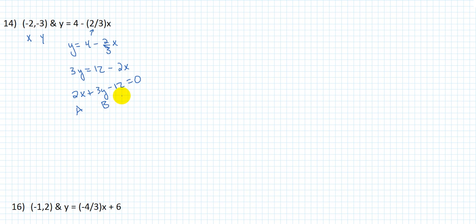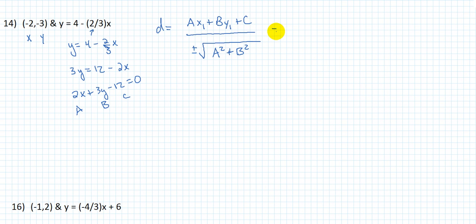You now have it in standard form. So there's your A, there's your B, there's your C. And again, you write out this formula, and every time you use it, it will help you memorize it. And even though you might use a note card or a page of notes, you want to be able to know the formula quickly and easily. And so A is 2, x1 is -2, plus B, which is 3, and y, which is -3, and C we got as -12.